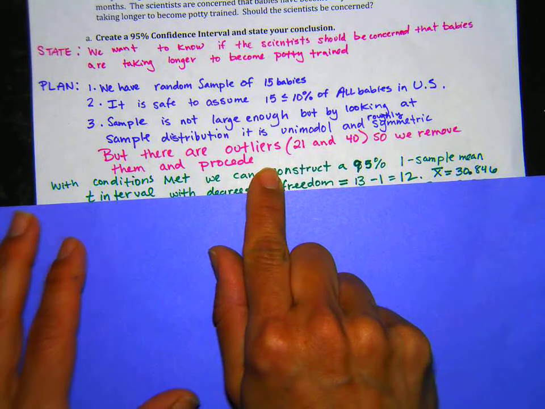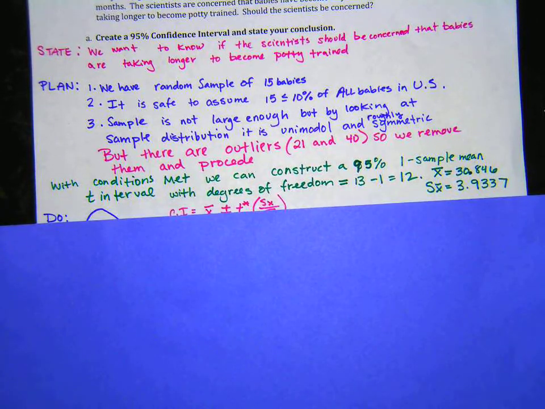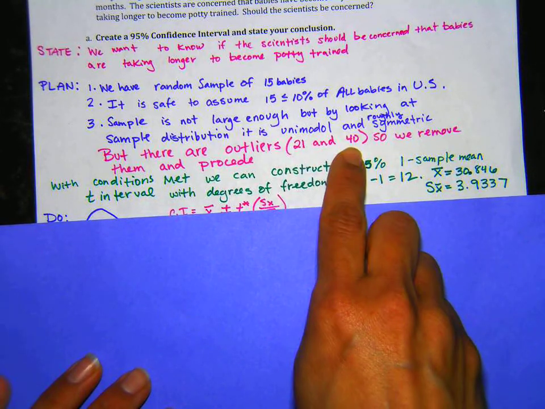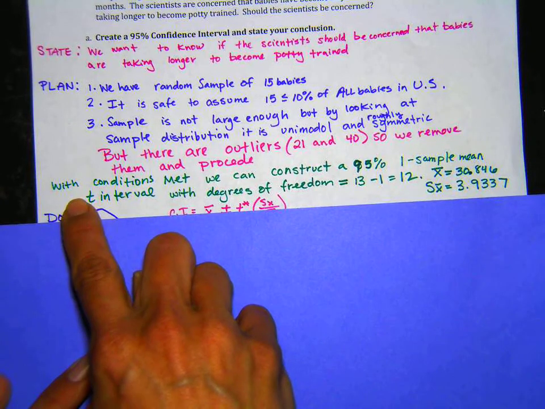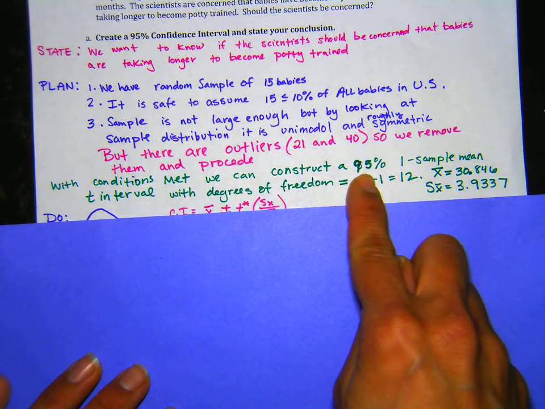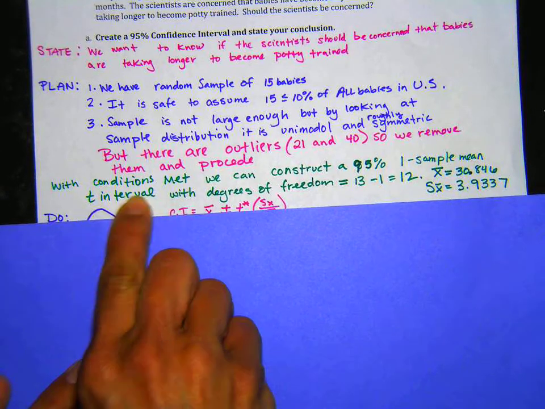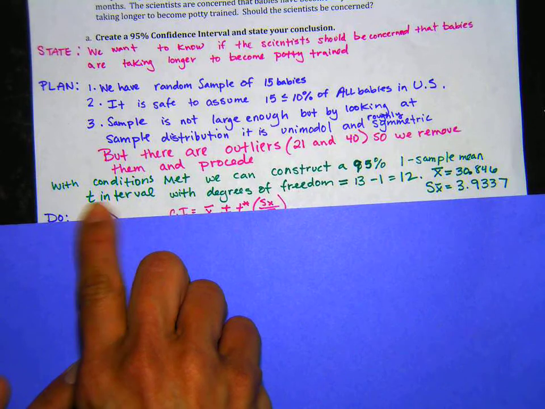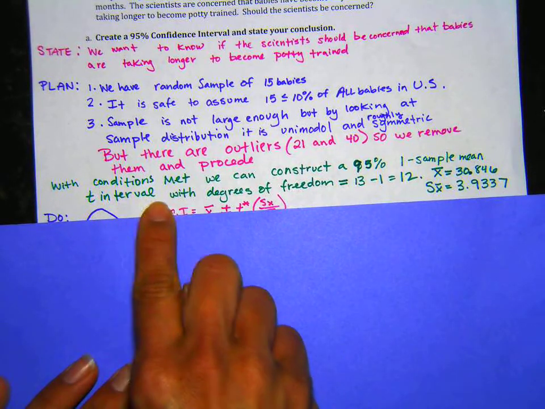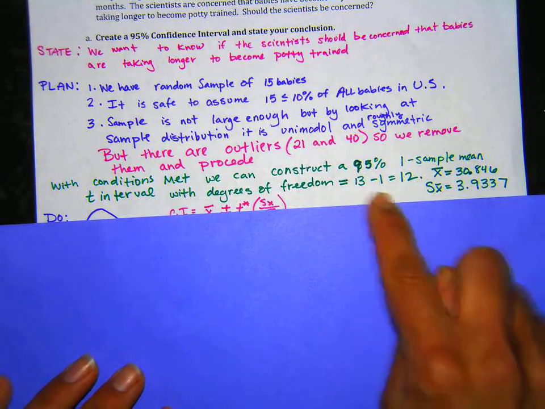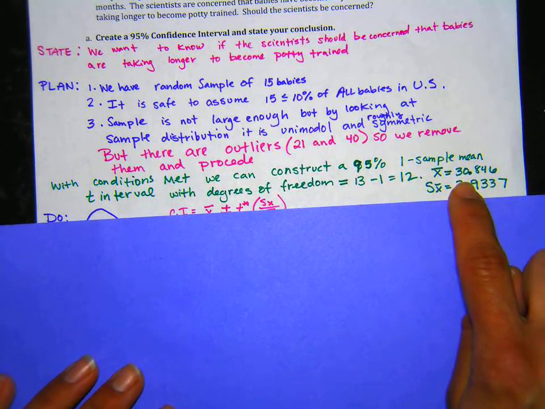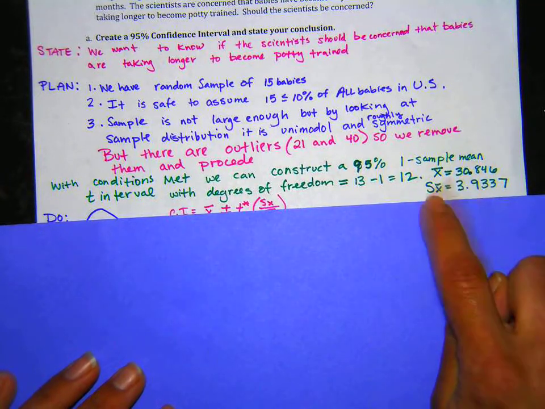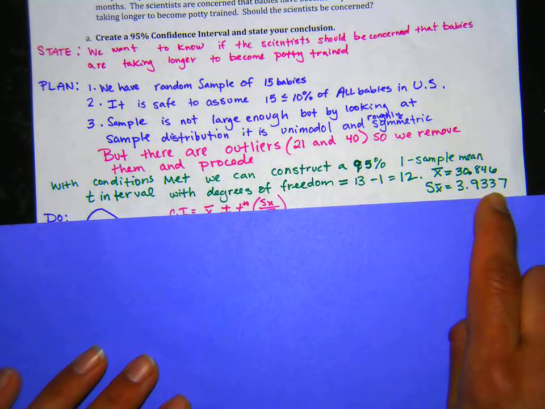Guys, I recalculated my 1var stats with only 13 data points. I took out 21 and I took out 40. And I said, with conditions met, we can construct a 95% one sample mean t-interval. We're using a t-distribution. We do not know sigma. We have to use a t-model. T-interval with degrees of freedom of 12. X bar is 30.846. That's my new sample mean with the outliers removed. And my standard deviation is 3.937.